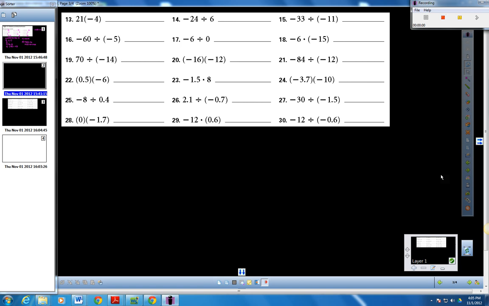Alright, Mr. Claxton's Algebra 2 class. This is the second part of multiplying and dividing real numbers. What we have here is 13 through 30 from last night's homework. Many of us were confused on how to show work.